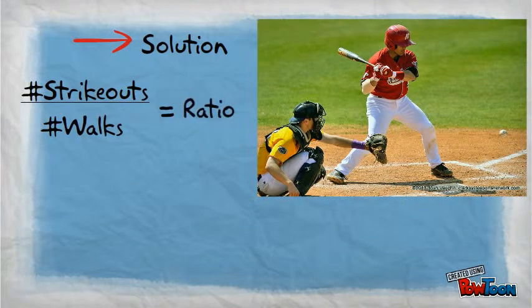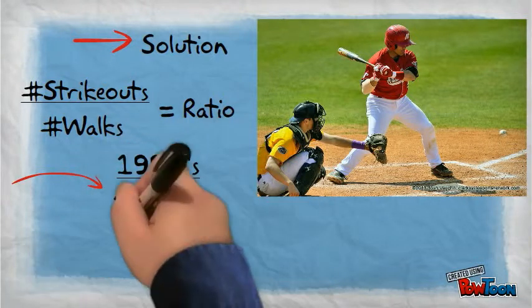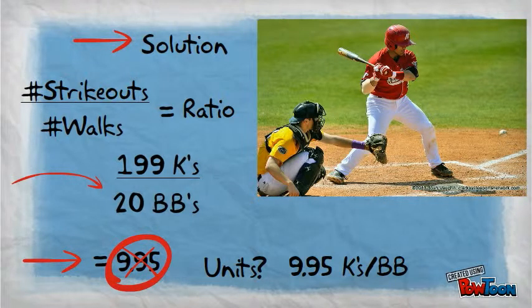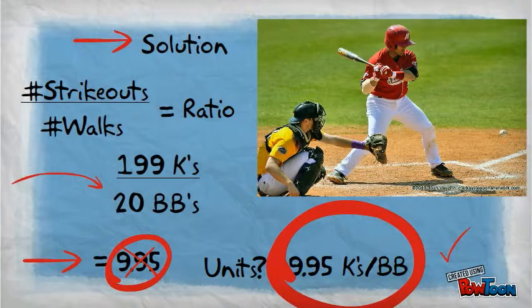Remember, the strikeout to walk ratio is the number of strikeouts divided by walks. So we plug in 199 strikeouts and 20 walks and we get 9.95. Is that our answer? No, we need our units.